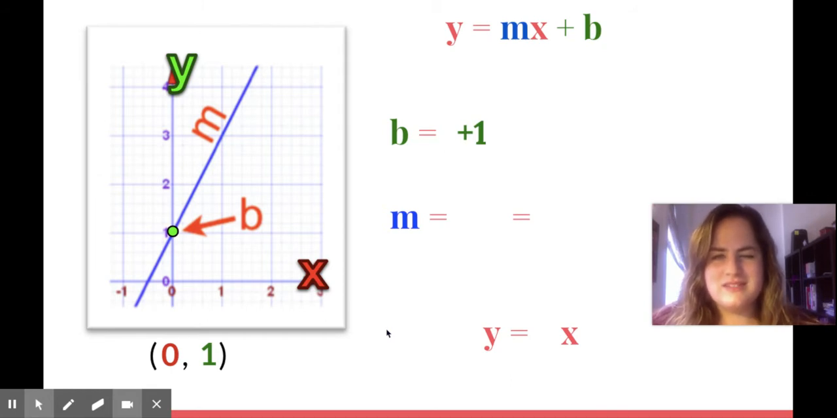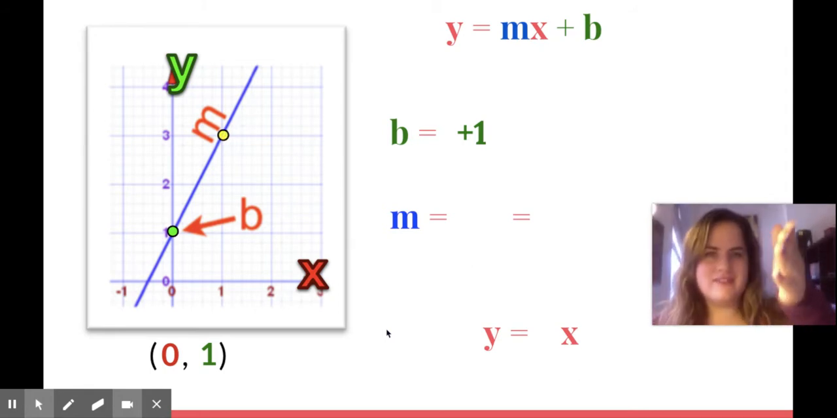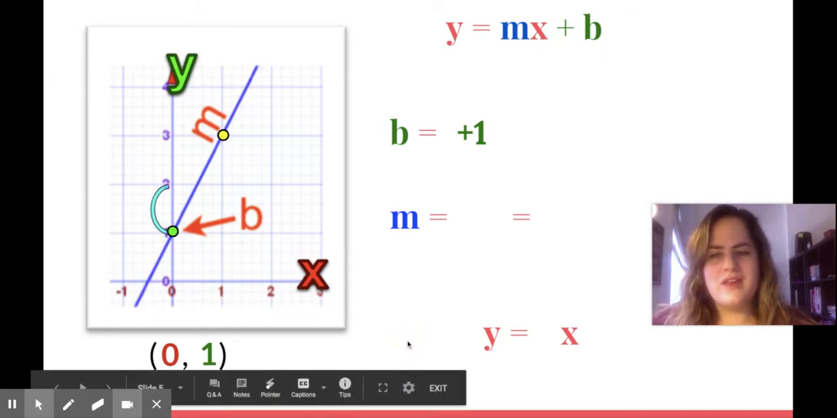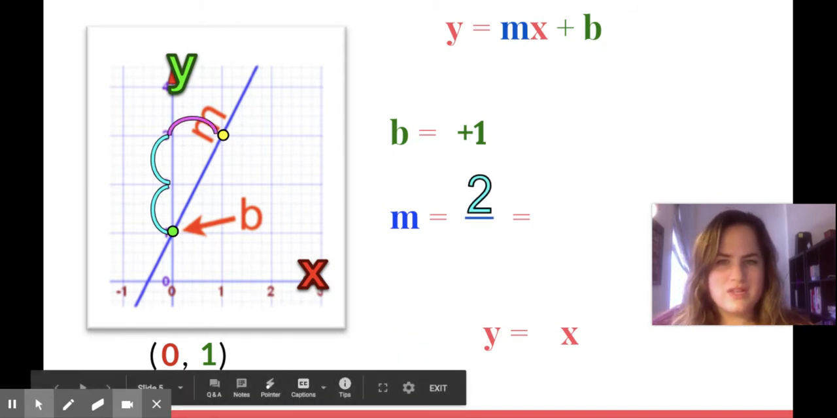Let's take a look at the slope. So if you remember, to find the slope on a graph, you need 2 points. And we're just going to do the rise over the run. So from my green point to my yellow point, I rise 2. So the top of my fraction would be 2. And I run 1. So it'd be 2 over 1. Now 2 over 1 is the same thing as just 2.